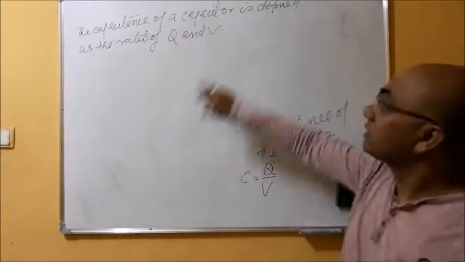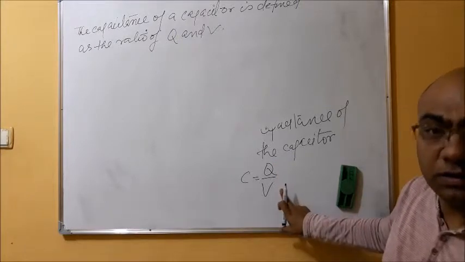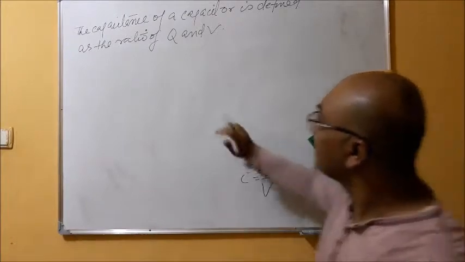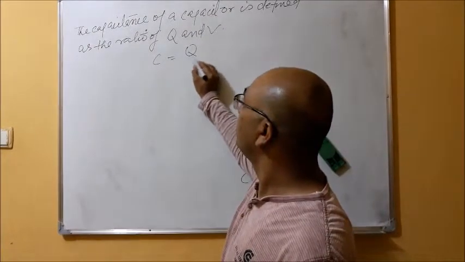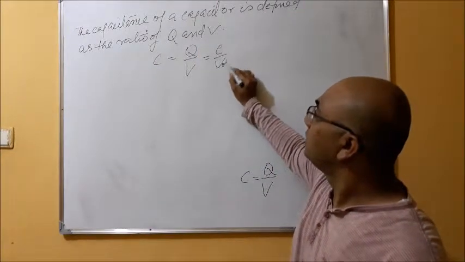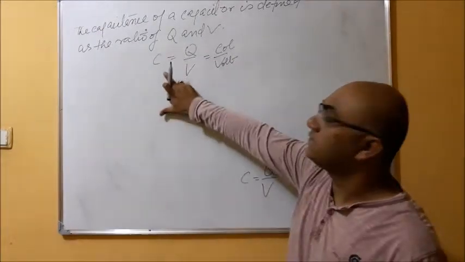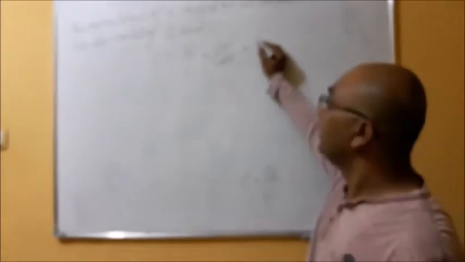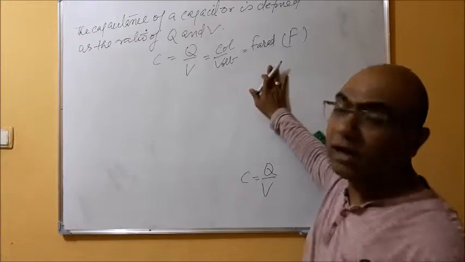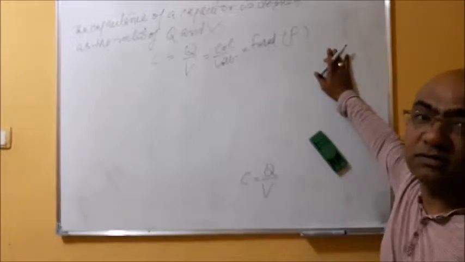Okay, so the capacitance C is defined as the ratio between Q and V. If I go for the unit of C, I can say C is Q upon V. You know the unit of charge is coulomb and the unit of voltage is volt. So the unit of C is coulomb per volt. In short, we write it farad and denote it by F. So the unit of capacitance is given by farad, right?